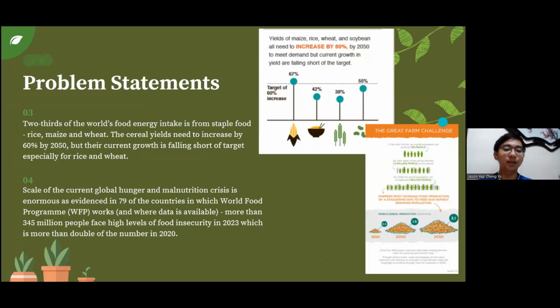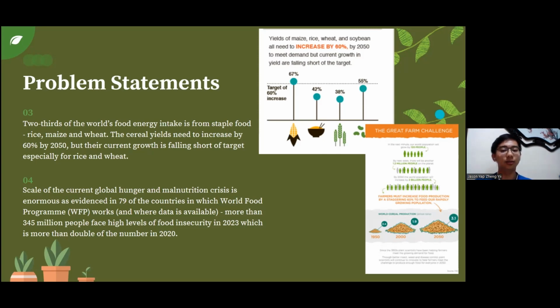The third problem statement is that 2/3 of the world's food energy intake is from staple foods, which are rice, maize, and wheat. Cereal yields need to increase by 60% by 2050, but their current growth is falling short of target, especially for rice and wheat. The last problem statement is that the scale of the current global hunger and malnutrition crisis is enormous, as evidenced in 79 of the countries in which the World Food Programme works. More than 345 million people faced high levels of food insecurity in 2023, which is more than double the number in 2020.